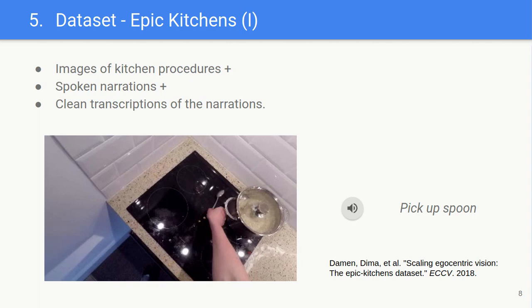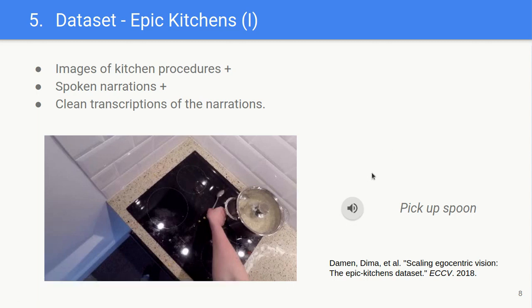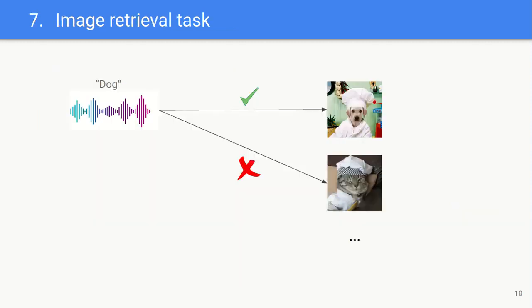The data we use is EPIC-Kitchens. It contains images of kitchen procedures, the spoken narrations of those procedures, and the clean transcriptions of those narrations. Here's an example. Pick up spoon. Another example. Continue breaking up rice.